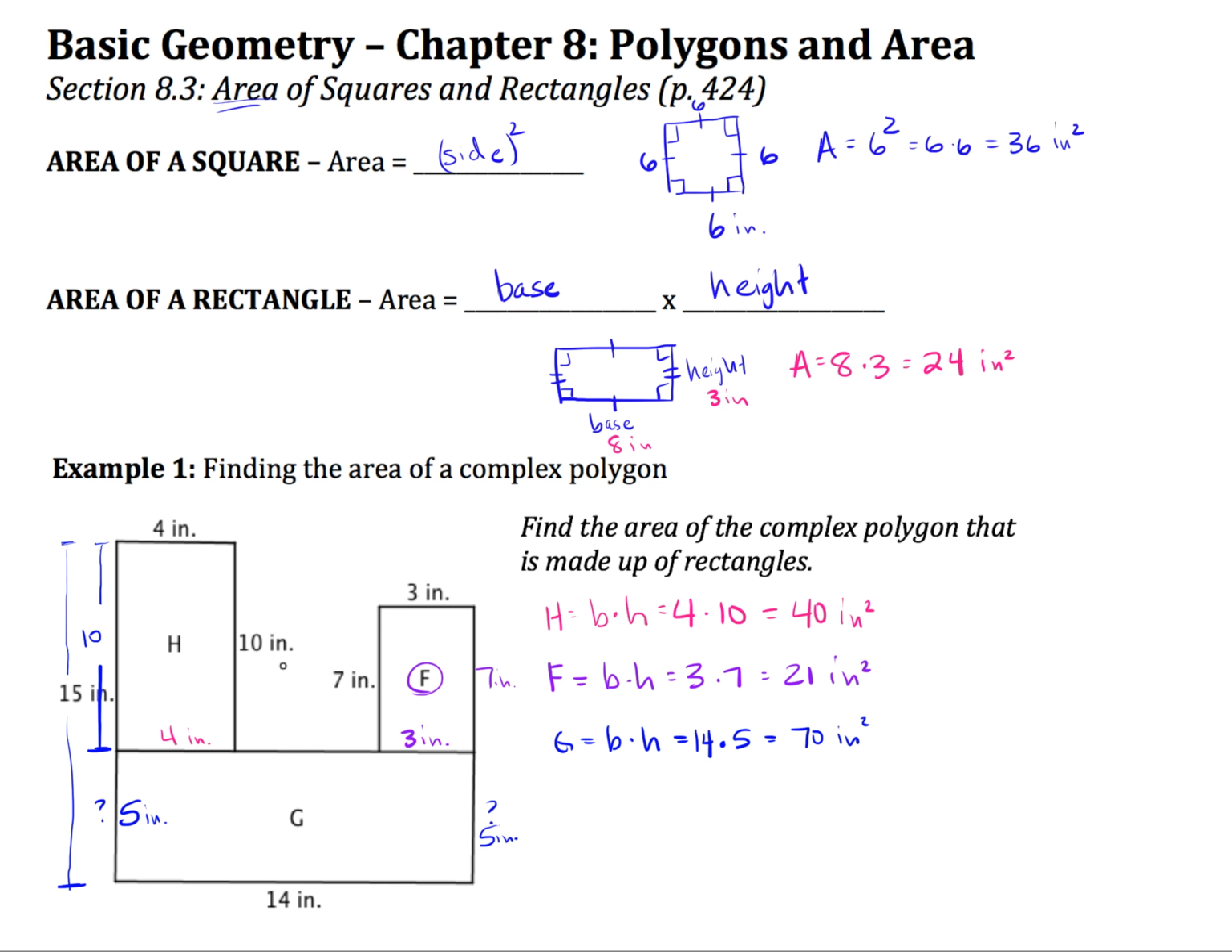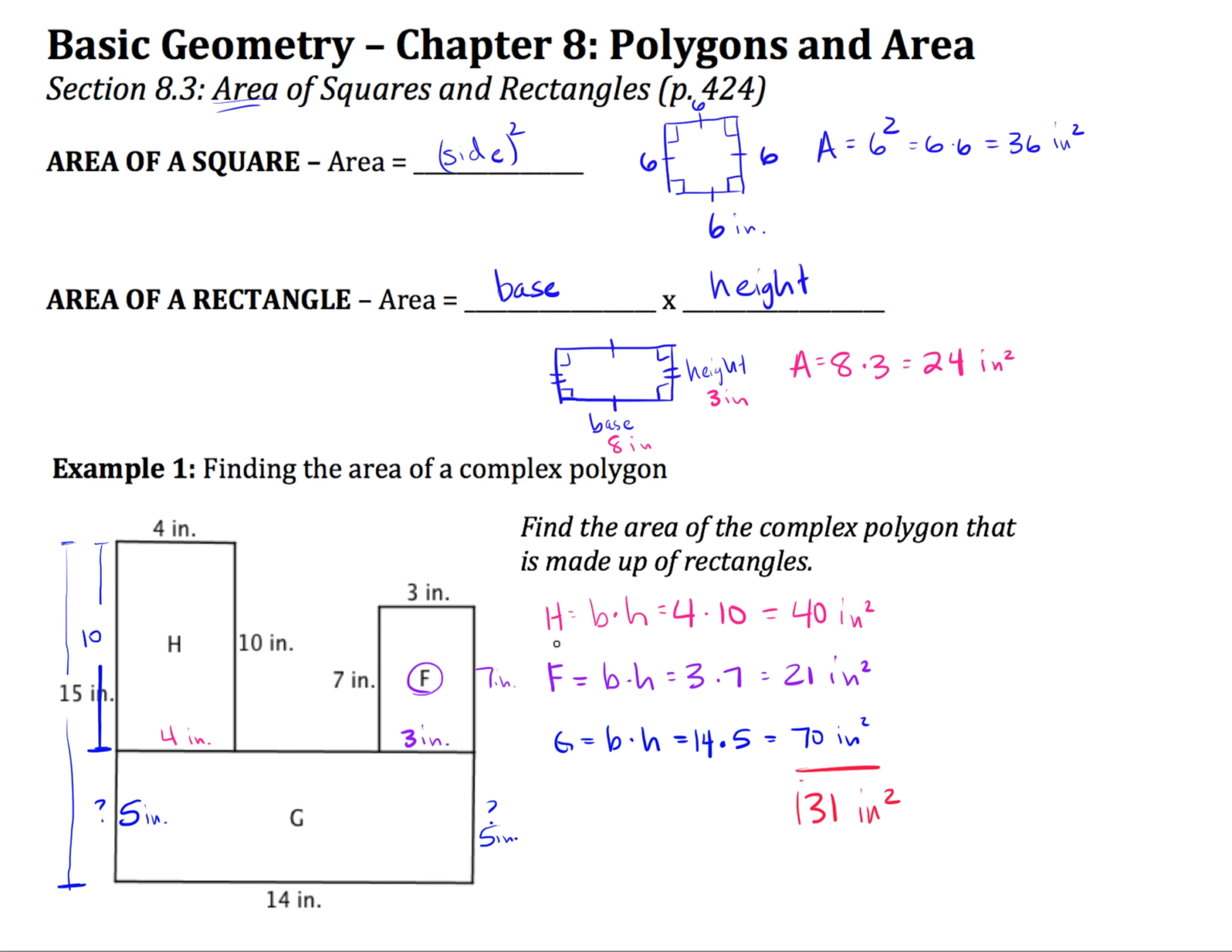Now I've got each of the individual rectangles calculated, I've got each of their areas calculated. So now the last thing I need to do is just add all these together. 40 plus 21 plus 70. Well, 40 and 21 is 61, and 61 and 70 is 131, and my units will still be square inches. So that's the area of this complex polygon over here.